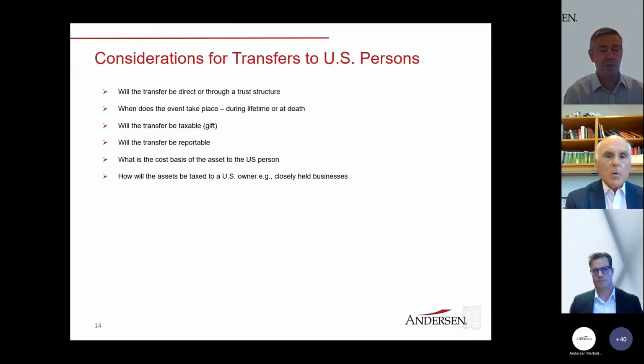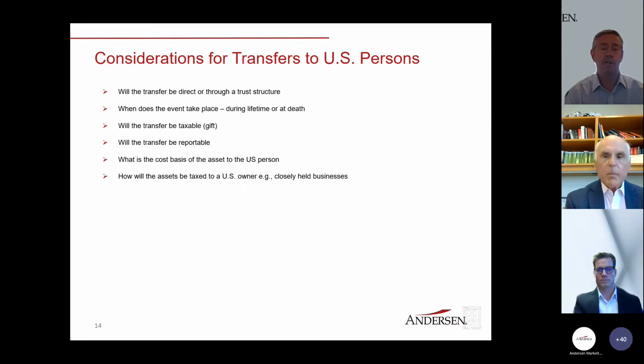Obviously, the thing that's near and dear to our heart is, will the transfer be taxable? Will it be subject to gift tax on the transfer? What is the situs of the asset, as we've discussed? Will the transfer be reportable? And we'll explain a little bit the consequences of non-compliance with that.